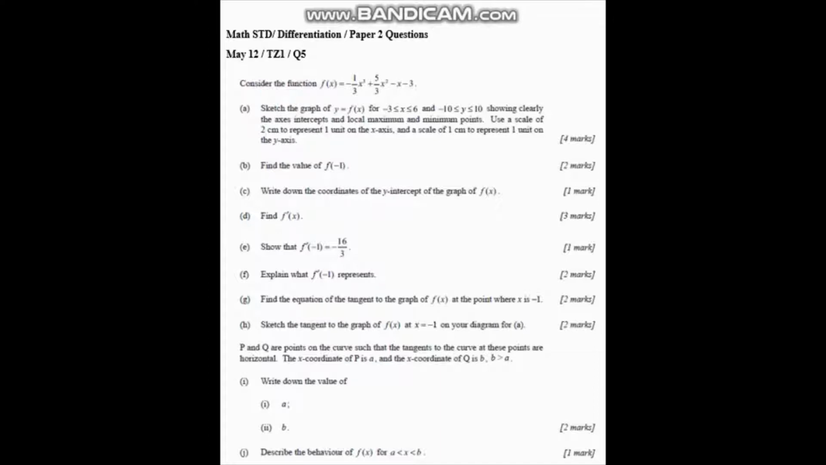P and Q are points on the curve such that the tangents to the curve at these points are horizontal. The x-coordinate of P is A and the x-coordinate of Q is B. B is greater than A. Find A and B.